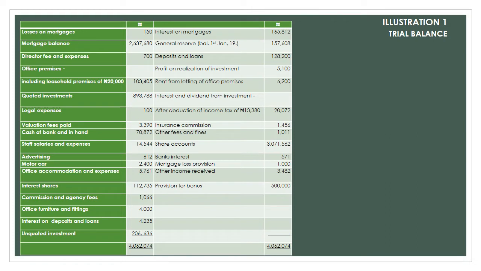So other income received, an income, and provision for bonus. I just mentioned that any provision on an expense is going to be treated like an income until when that expenditure is actually paid. That's when it's going to knock it off from that side and it will go into bonus account. So if you total both sides, you have the same amount. So that's one of the checks you first do.